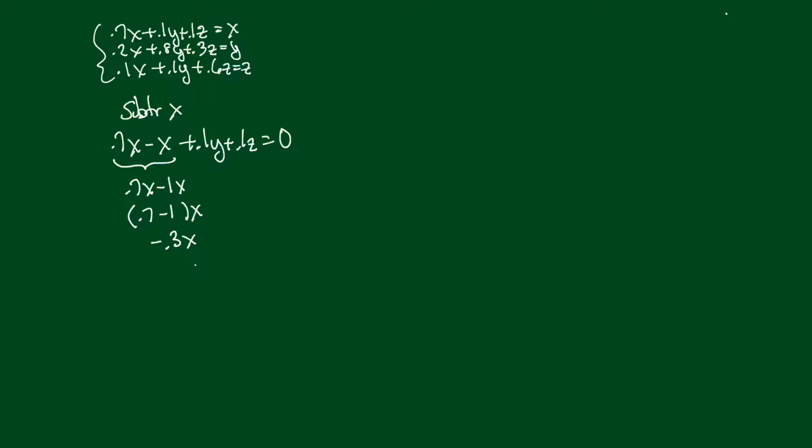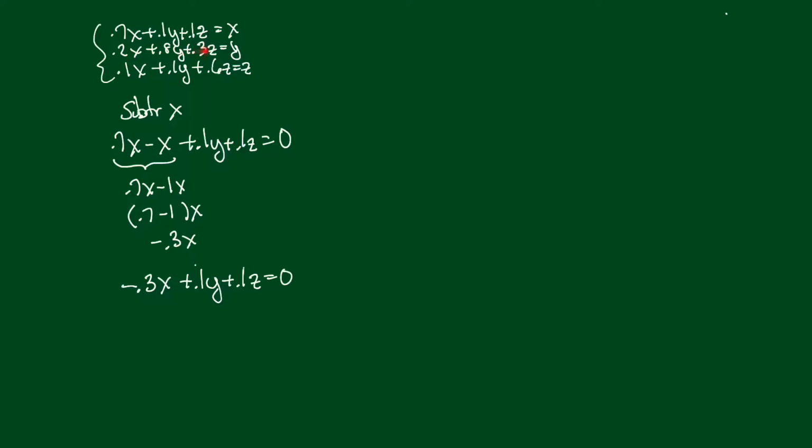Right, so I mean, we don't have to go through all that. You can see what's going to happen. 0.7x minus 1x. 0.7 minus 1, negative 0.3. So that'll give us this equation here. Negative 0.3x plus 0.1y plus 0.1z, that's equal to 0.